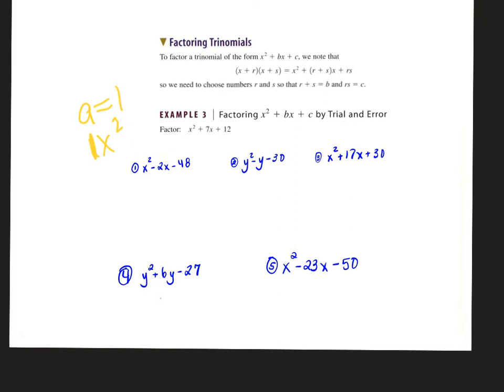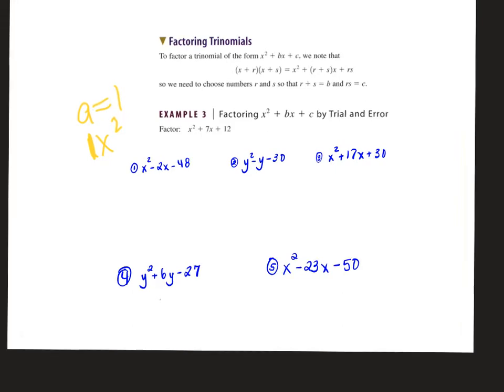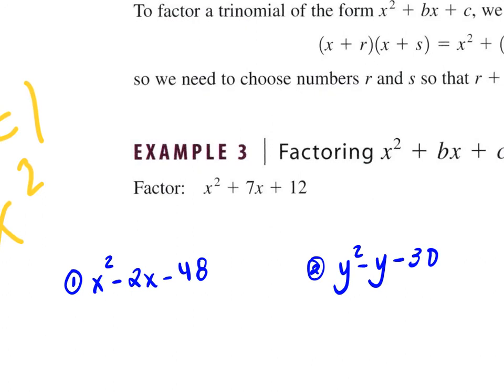We're going to talk about some special products today. You guys have all seen this before. We're going to do this together. When a is 1, meaning right here, you still do the same process of a times c. What is 1 times 12? 12. So I'm looking for factors of 12 that multiply to give me 12 and add to give me that number in the middle, 7. So it's 1 and 12, 2 and 6, 3 and 4.